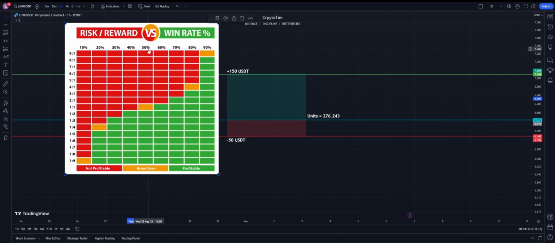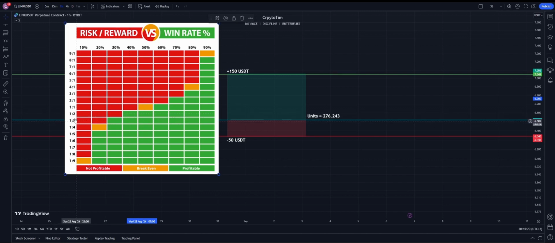We can see if we win 50% of our trades on a 1 to 1 risk to reward, we'll be at break even. But if we take trades that have a 1 to 2 risk to reward ratio, so I'm risking one risk factor to gain two risk factors, in our USDT amount, I'm risking 50 in order to win 100. I only need to win 40% of my trades in order to be profitable. So I need to win 4 out of 10 trades in order to be profitable.